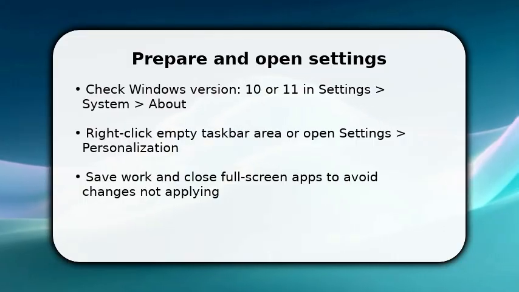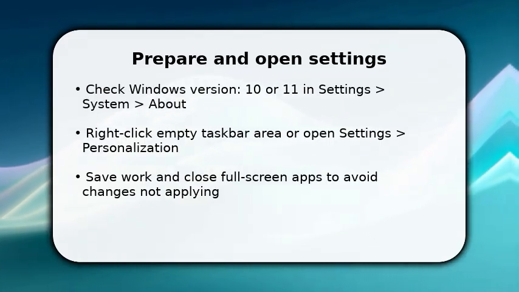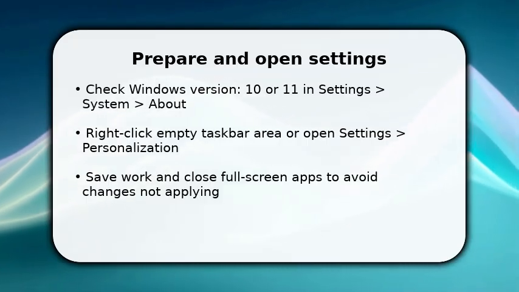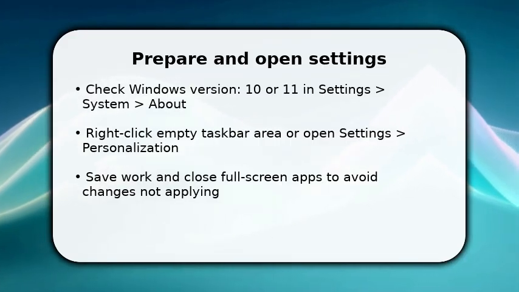You start by confirming your Windows version because steps differ slightly between 10 and 11. Once confirmed, right-click an empty area of the taskbar or open Settings Personalization to access taskbar options. This gives you the controls to move it.